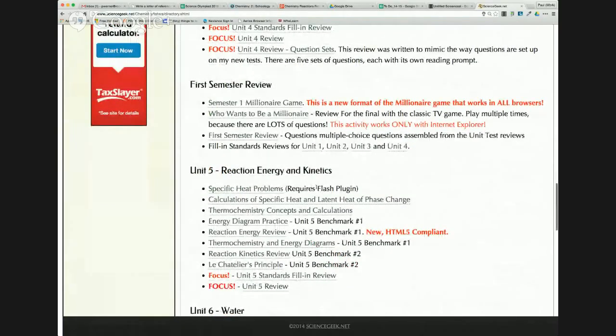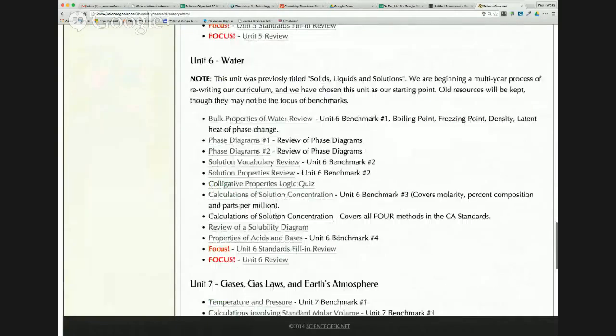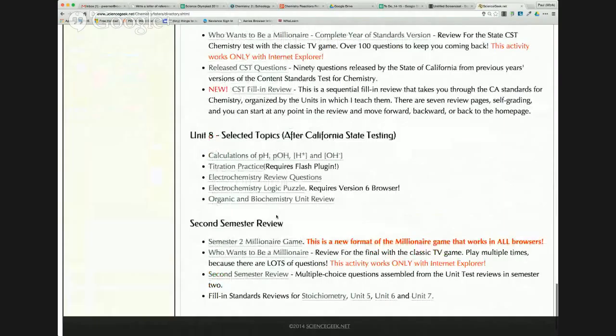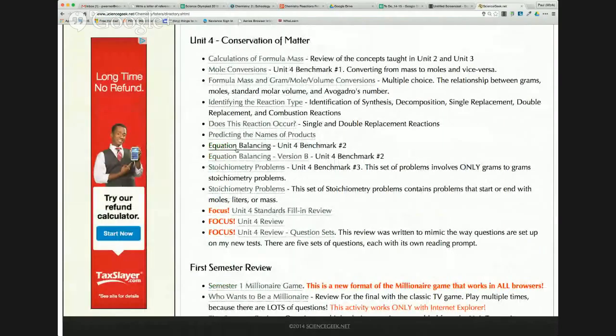Reaction energy and kinetics. That's interesting because that's what we're going to be doing next. Oh, maybe I already passed it. I think I went too fast. Predicting the names of products. Does this reaction occur? Identifying the reaction type. This is great stuff. Unit 4, conservation of matter.